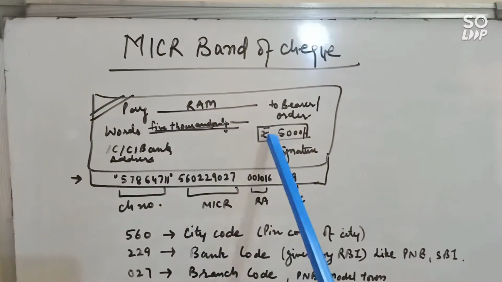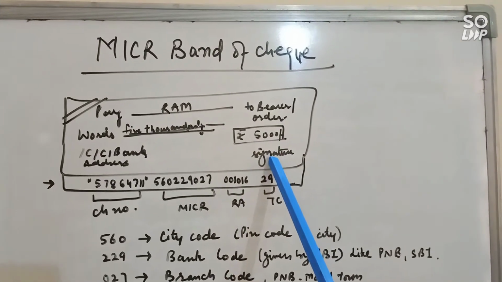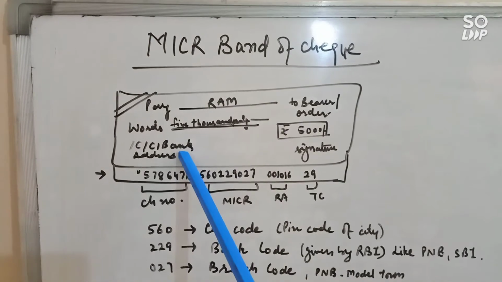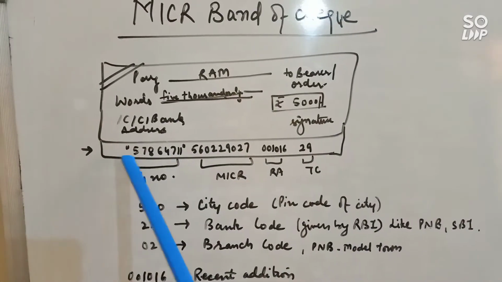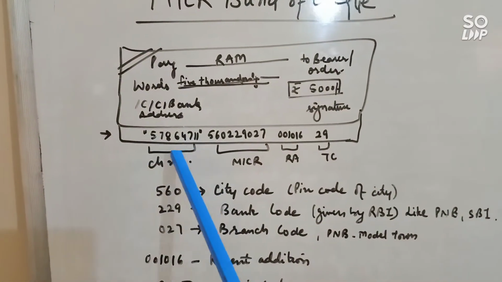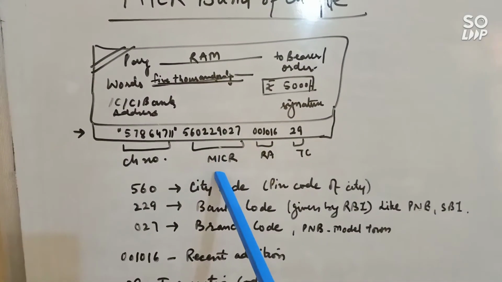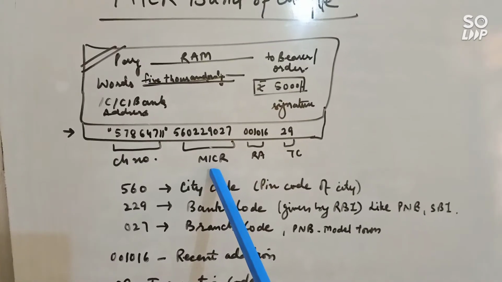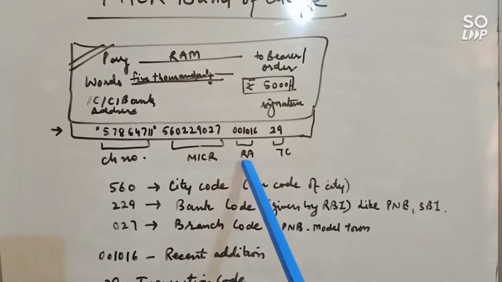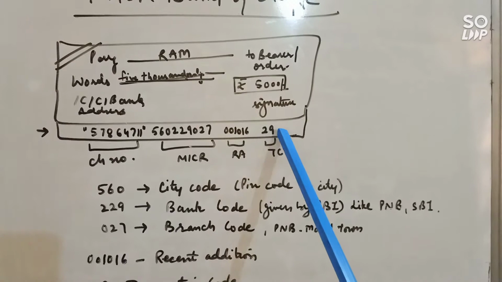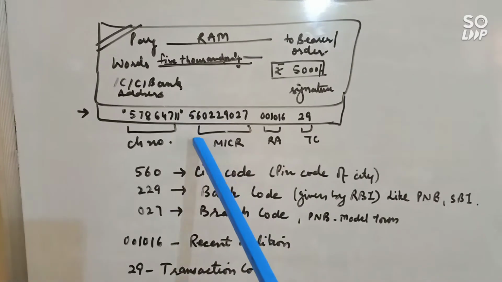The amount you write in words goes here, and here you will write it in figures. Here the drawer, who draws the check, will sign, and here we have the name of the bank and its address. After that we have this white line on the check. It shows some digits: the first set shows the check number, and the next set shows the MICR. MICR means magnetic ink character recognition. This is the MICR code, and after that this set of digits is a recent addition, and this 29 shows a transaction code.